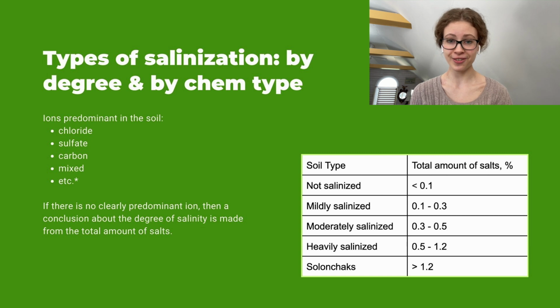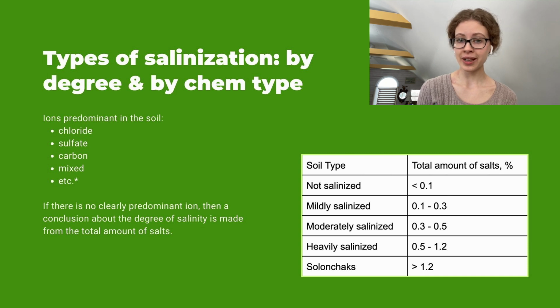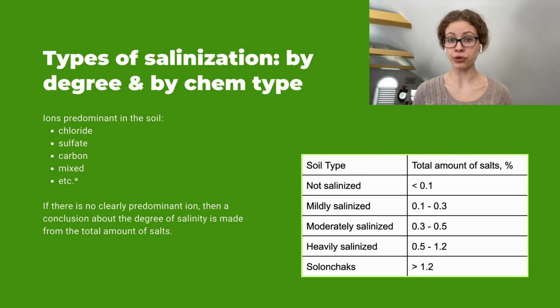It's very intuitive. However, salinization can also be classified by degree, or simply speaking, by the total amount of soluble salts present in the soil solution. In this table, we see numbers for different degrees of salinization. Everything that is below 0.1% is considered to be non-salinized soils, and everything that is more than 1.2% is considered to be solonchaks, something we already talked about in the previous video.